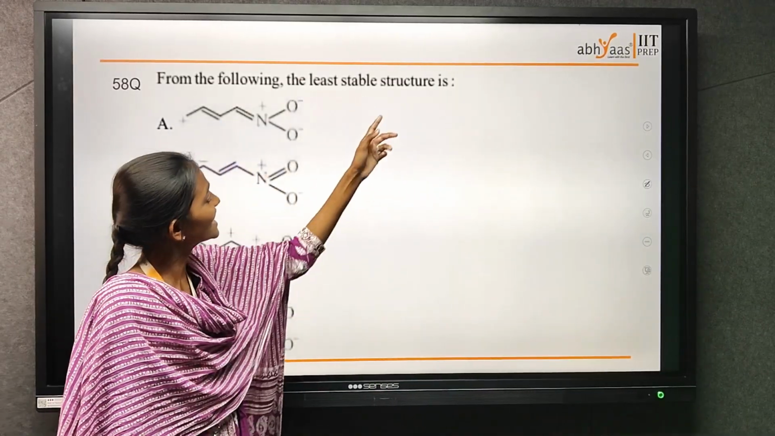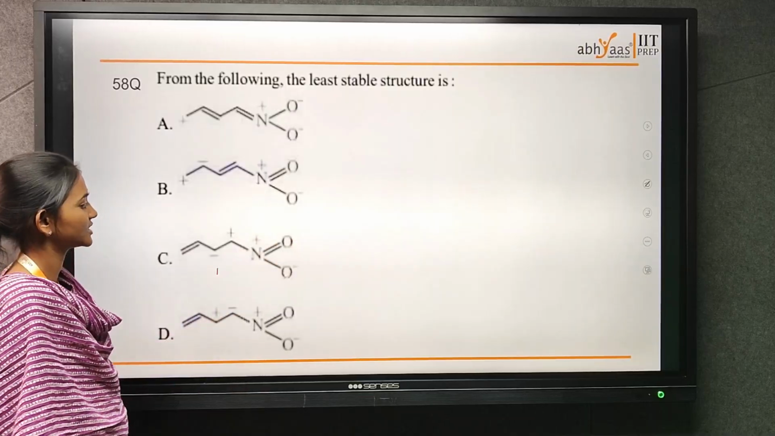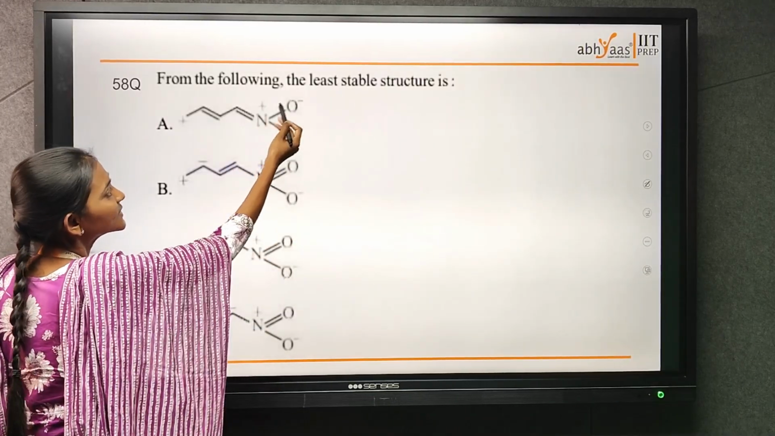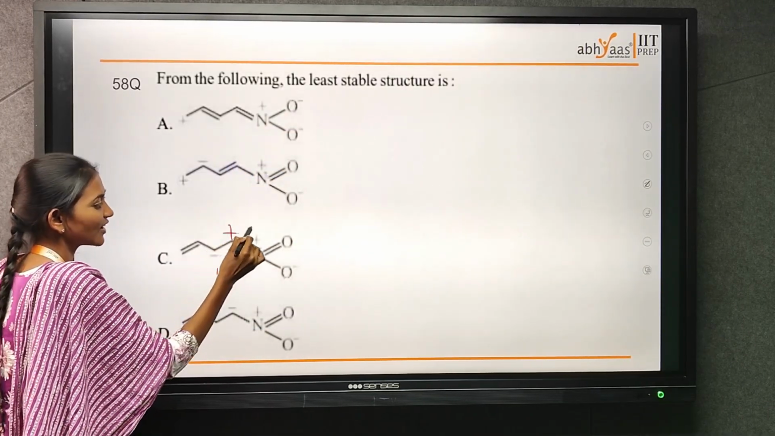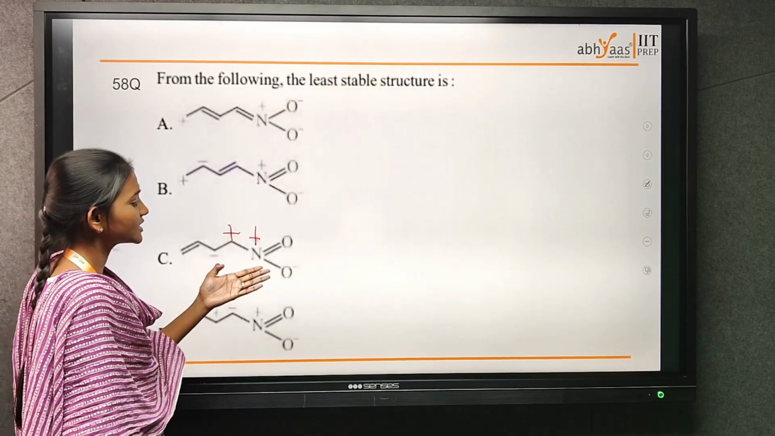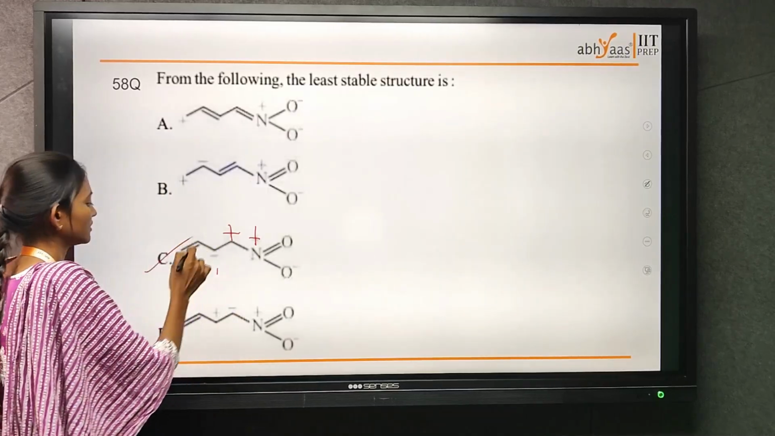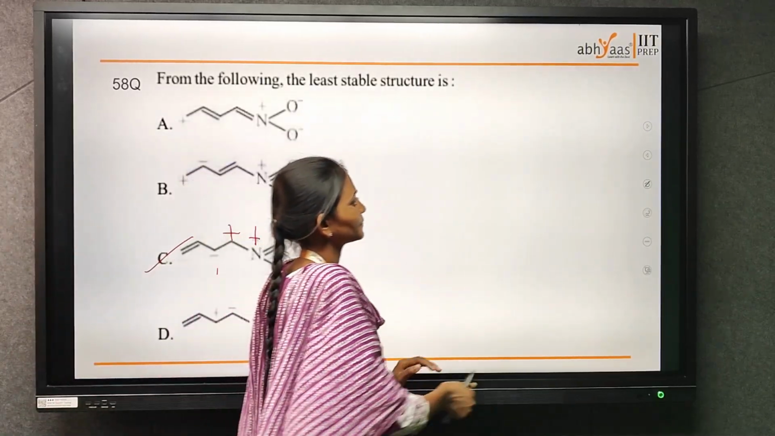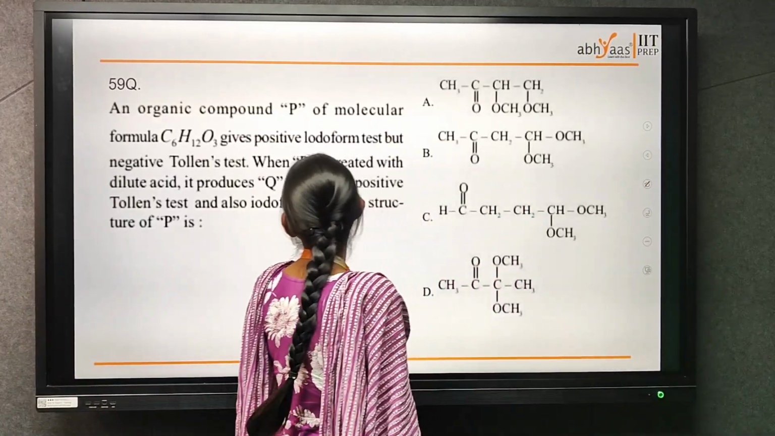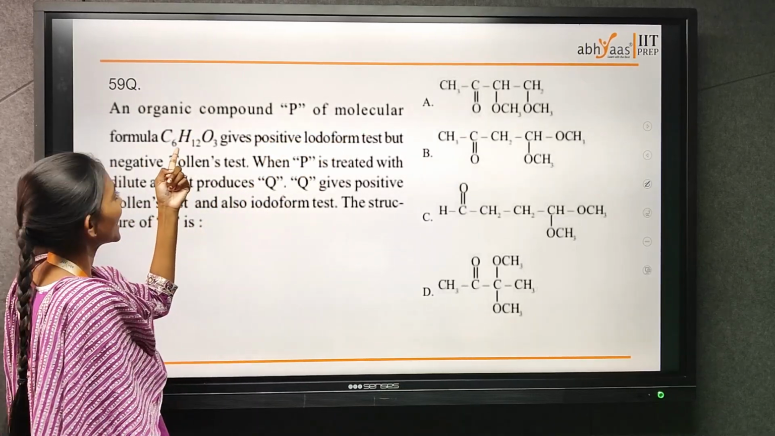From the following, the least stable structure. While seeing the structure itself, you can say the answer. See, we are having the charges here. But coming to this, we are having at the same carbon positive charge and positive charge. Means here itself repulsion is more and energy is high. So the option will be this one only. Easy question.